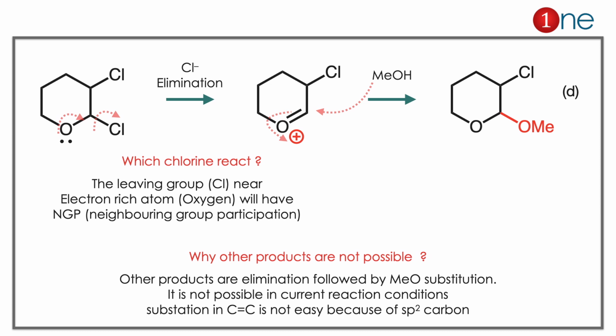Here the concept of lone pair participation is called neighboring group participation. Actually it helps the leaving group to leave in a better way. Why are the other products not possible? Because the other products are elimination products, which are not possible in the current conditions, or substitution happening at the double bond. Substitution at the double bond is not so easy because of its double bond character. You cannot pull the chlorine out from the system. So the answer is clearly D. The methoxide is attached at the second position. The concept you have to learn here is neighboring group participation. Whenever you have a leaving group near a lone pair containing heteroatom, you have neighboring group participation.